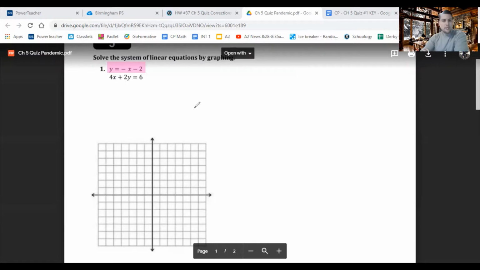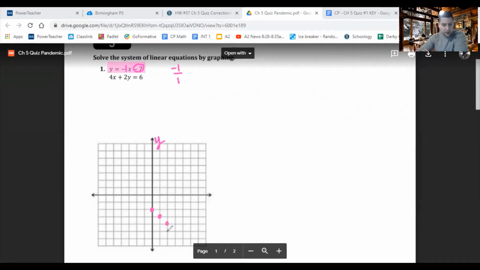Let's start with number 1. Solve the system of linear equations by graphing. We'll graph the equation in pink first. The y-intercept is -2, so that's the first point we plot on the y-axis, down here at -2. The slope is -1 or -1/1, so we'll go down 1 to the right 1.